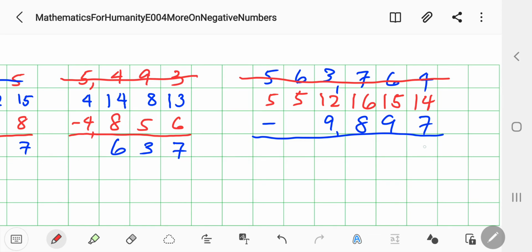So 14 minus 7 is 7, and then 15 minus 9 is 6, and then 16 minus 8 is 8, and then 12 minus 9 is 3, and then this one is 0, so you can just bring down 5 and 5. This 5 minus 0 is 5 and 5 minus 0 is 5. So your answer would be this one.